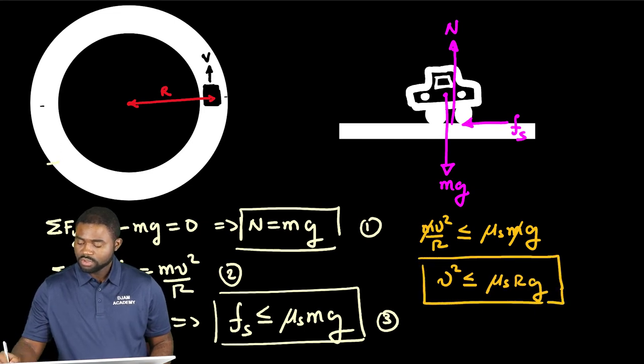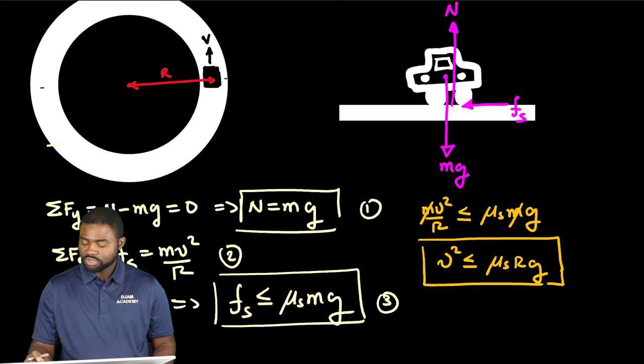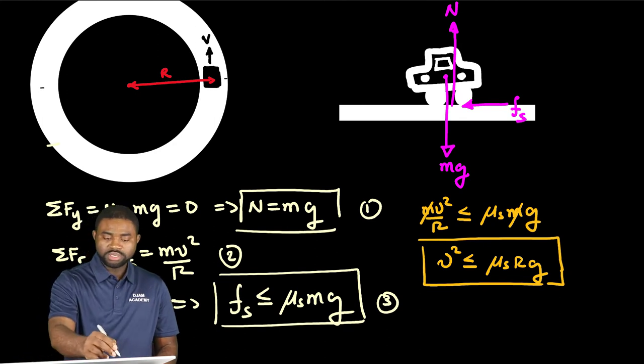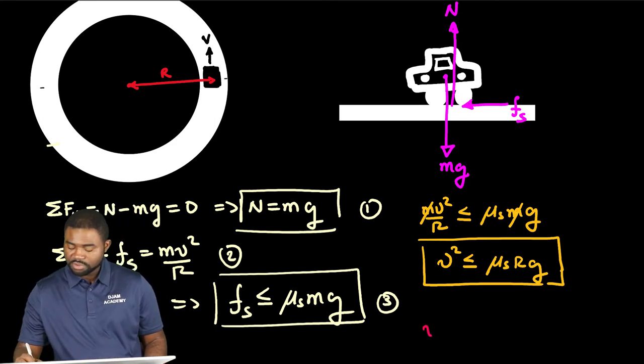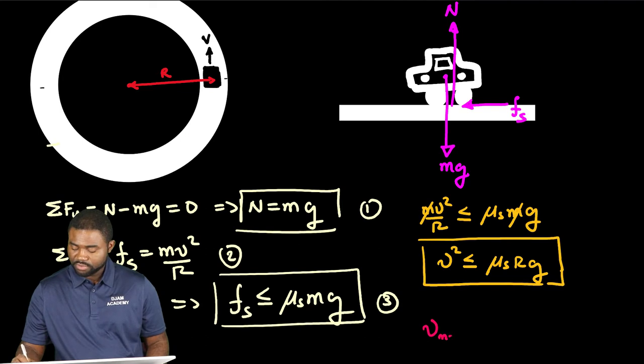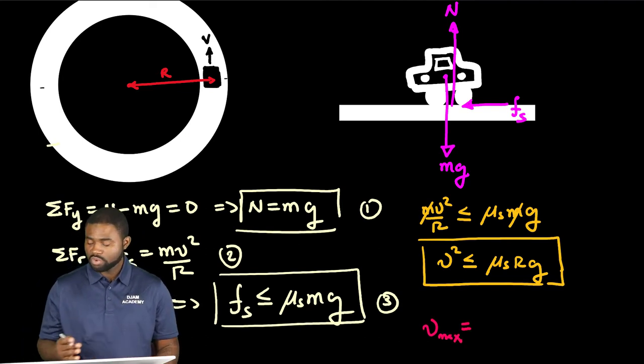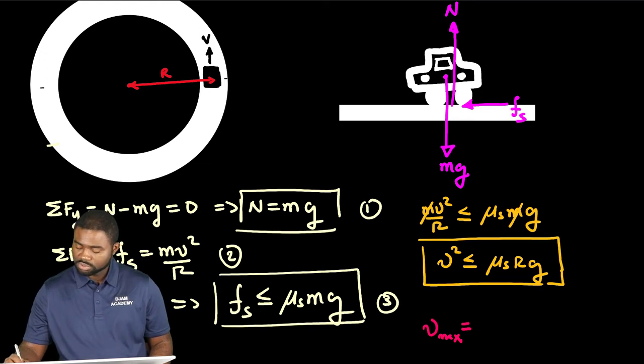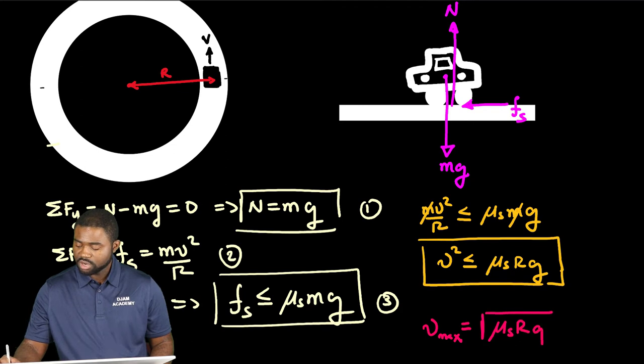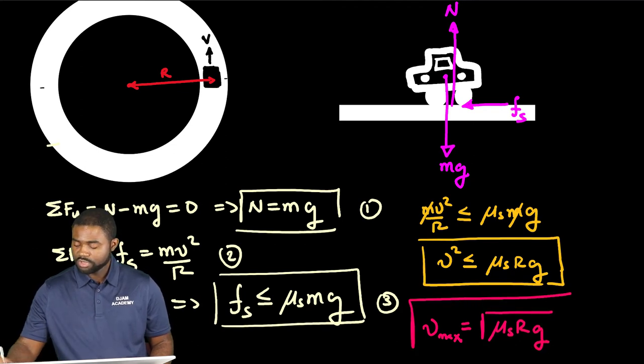Now, if you observe this equation, we can conclude that the maximum speed that you can have and not skid outwards is equal to the square root of mu_s r g. We call this the speed limit for the curve.